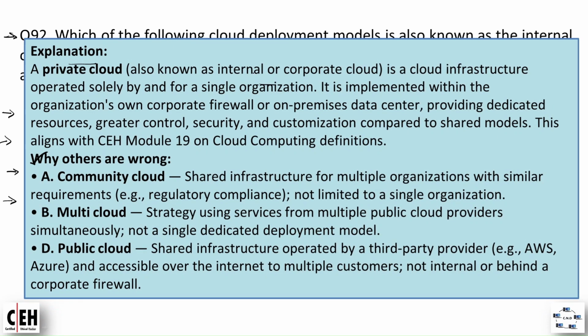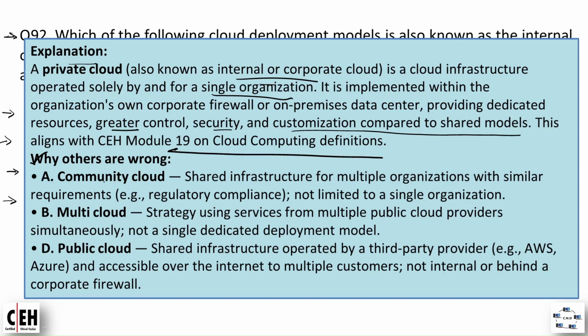So a private cloud, also known as internal or corporate cloud, is a cloud infrastructure operated solely by and for a single organization. It is implemented within the organization's corporate firewall or on-premises data center, providing dedicated resources, greater control, security, and customization compared to shared models. This aligns with CEH module 19 on cloud computing definitions.